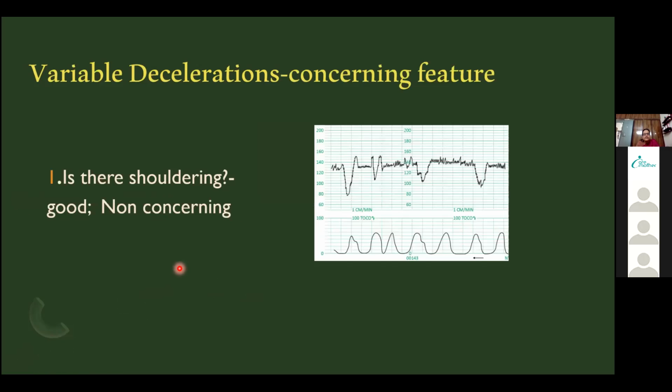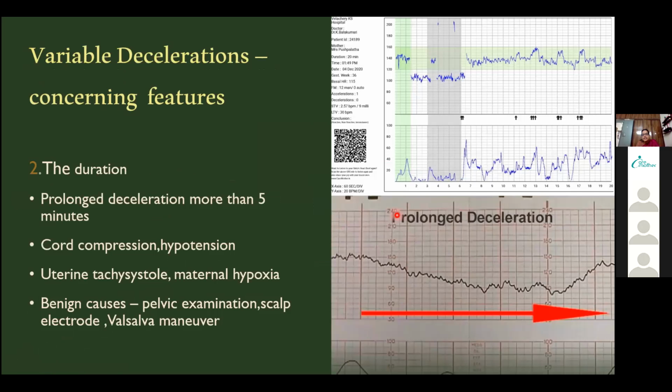Then see if there is what is called shouldering. What is shouldering? Just before the dip, if there is a slight increase in the heart rate, that is called shouldering. This area is called shouldering. If shouldering is present, it is good. You don't have to worry. It is a non-concerning feature. Then the duration of the deceleration. How long is the duration? If the duration is more than 5 minutes, it is pathological.